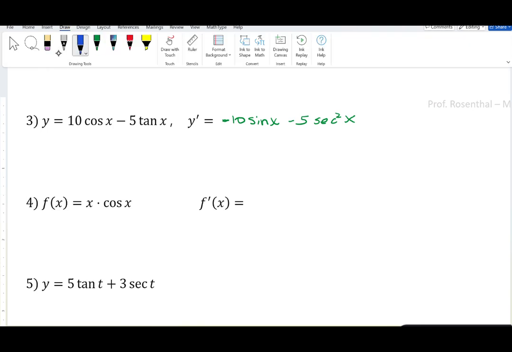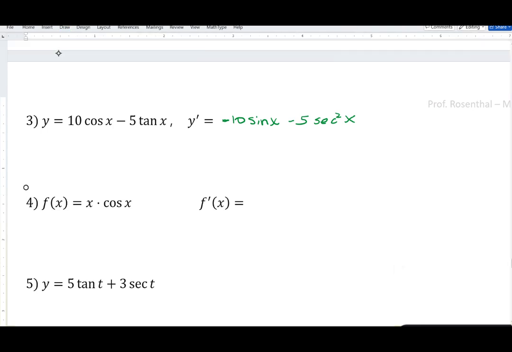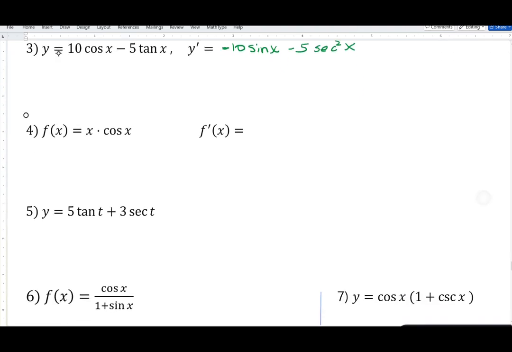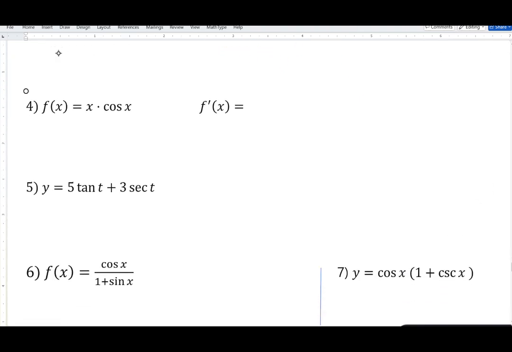Okay, take a look at the next one. This time we have a product, right? x times cosine x. So now we need to take the derivative using the product rule. According to the product rule, you write the first one times the derivative of the second. The derivative of cosine is negative sine x. Plus, write the second one, cosine x, times the derivative of x. And the derivative of x is 1. So that's our answer, and we cannot really simplify that all that much. Negative x sine x plus cosine x will be our final answer.